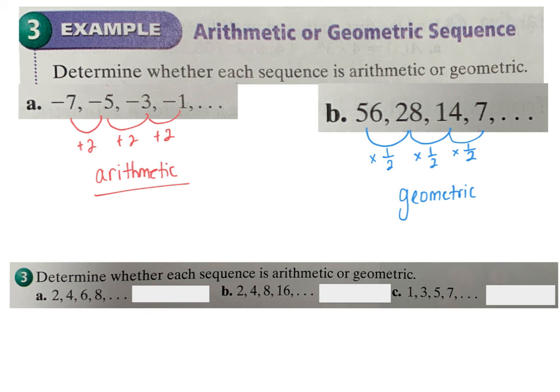First one, 2 to 4 to 6 to 8, you should have gotten arithmetic. You were adding 2 there. B, 2, 4, 8 to 16, you were multiplying by 2. And then 1, 3 to 5 to 7 was arithmetic.